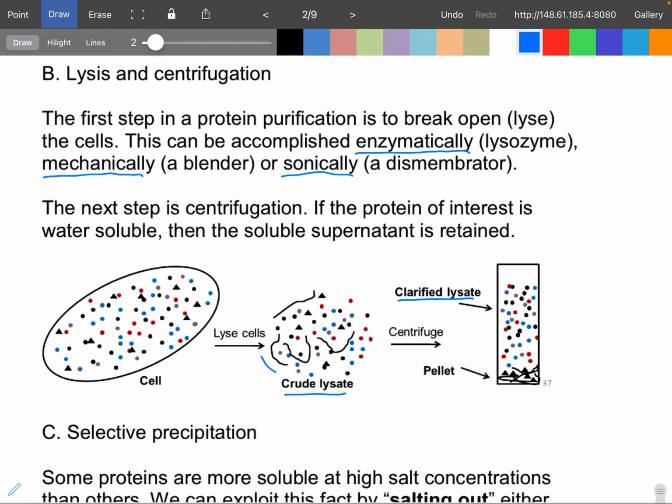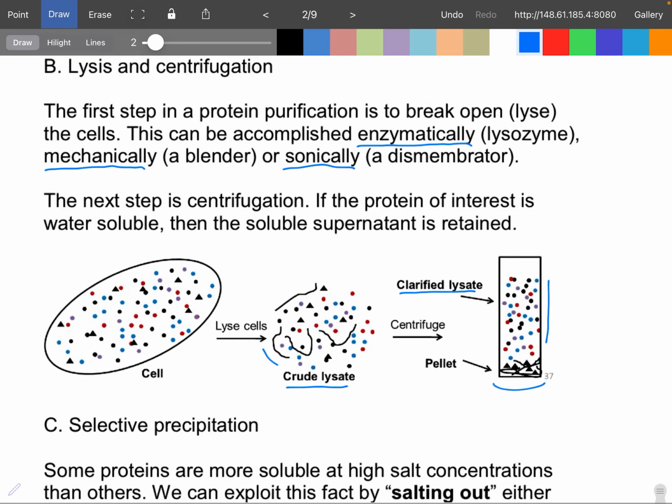In our case, our protein will be somewhere in that supernatant, in that clarified lysate. Now, some folks might study membrane proteins or other things like that, and those would end up in the insoluble pellet down here. But for us, we're going to go after that clarified lysate, the supernatant.